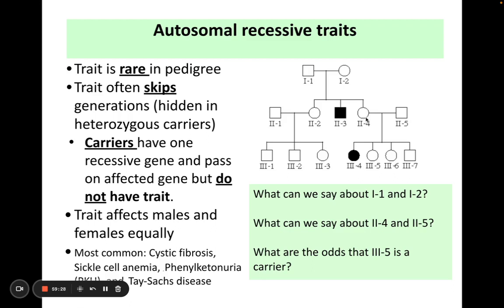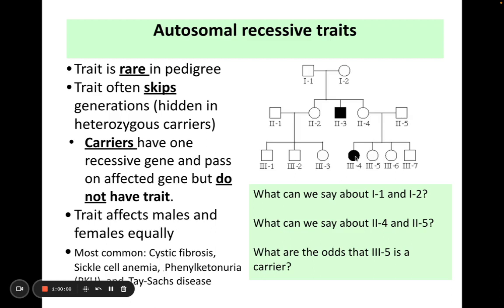What can you say about 2-4 and 2-5? Okay, they also have to be heterozygous because look, they had an offspring with the trait, which is 3-4. Okay, what are the odds that 3-5 is a carrier? Well, the odds that 3-5 is a carrier would be, these are two heterozygotes, so it'd be 1 to 2 to 1, so it's a 50% chance that it's a carrier, right?